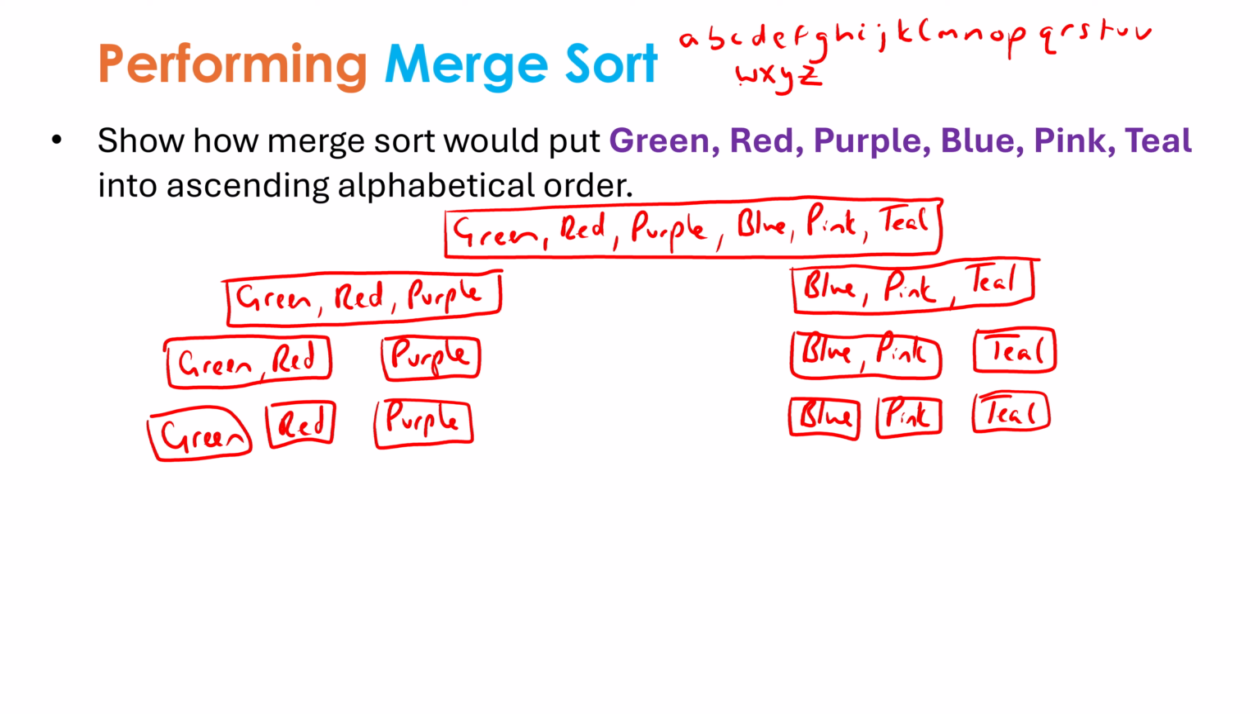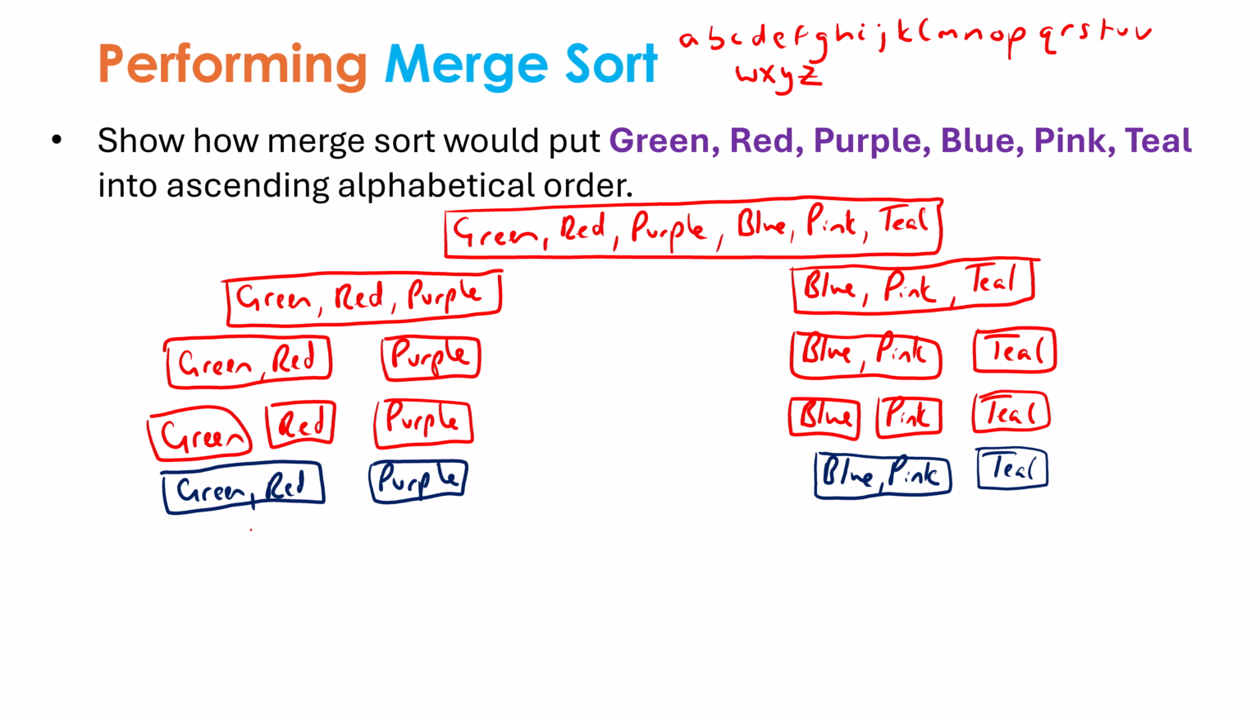So this is where having the alphabet written down is helpful. So green and red are currently in order. So I just combine these. Copy down purple, we'll deal with it in a second. Blue and pink are currently in order. Now I can combine the next two at a time. So purple should go between green and red. And teal can just slot on at the end of this list.